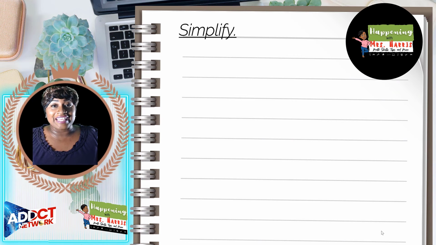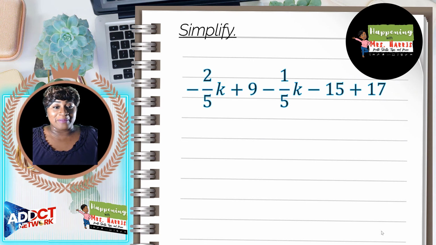All right, here's our next example. Simplify. Negative 2/5 k plus 9 minus 1/5 k minus 15 plus 17. Take your time, but I know you got it. Let's go.